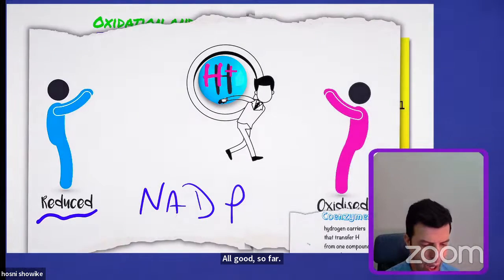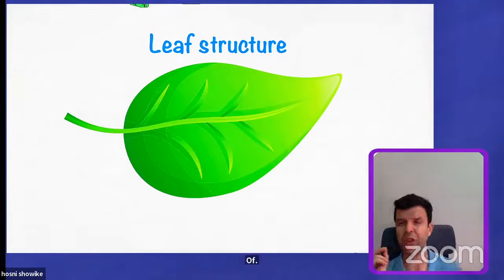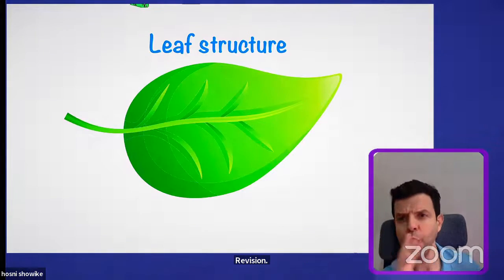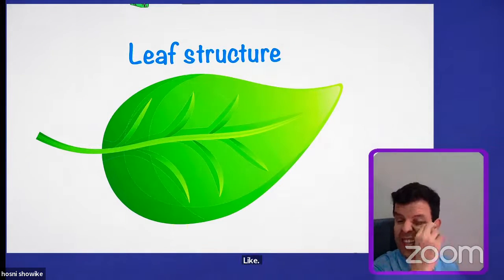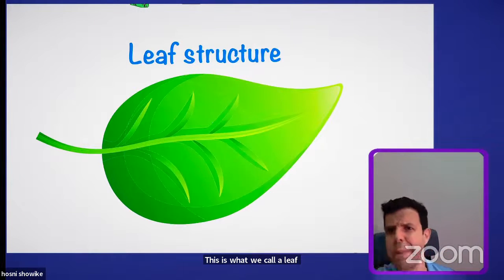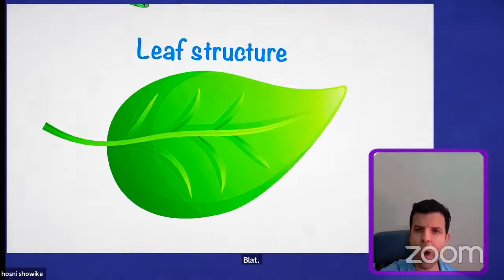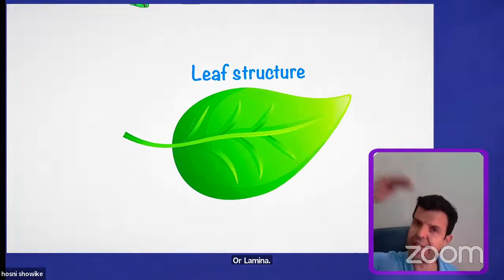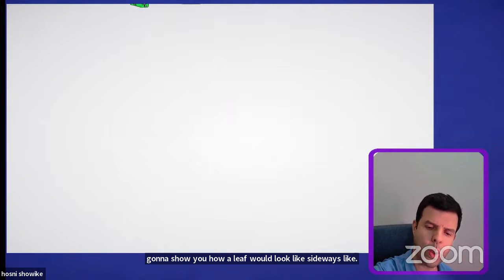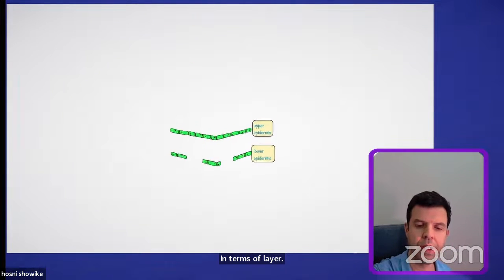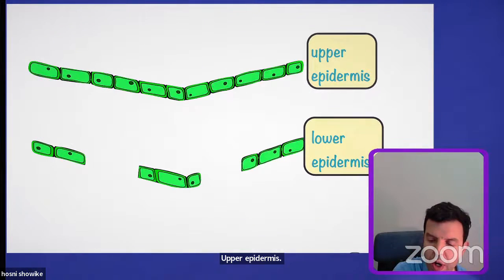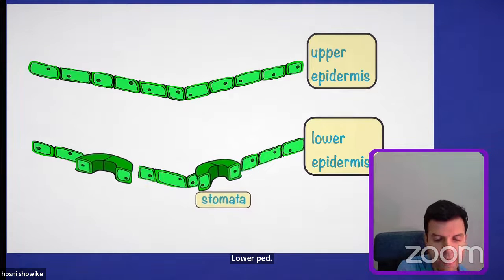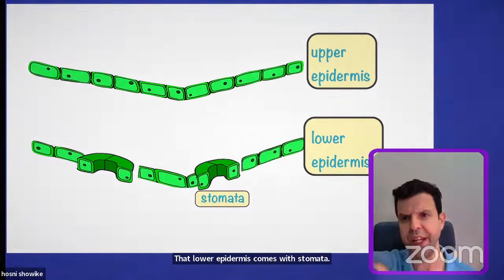All right, now I am going to do a bit of revision because I need to remind you of what leaves look like. This is what we call a leaf blade, or lamina. I'm going to show you how a leaf would look sideways, in terms of layers. So any leaf comes with an upper epidermis and a lower epidermis. That lower epidermis comes with stomata. That's where gases move in and out.